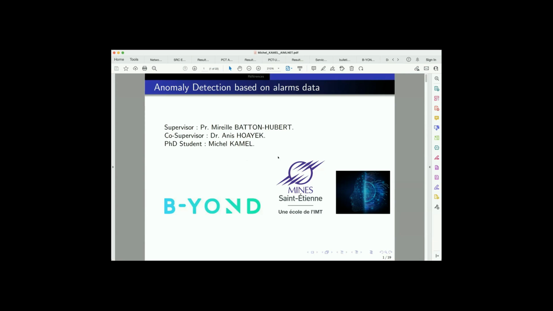I'm Michel Kamel. I'm from France. I'm working in École des Mines de Saint-Étienne and University Clermont Auvergne, Lyon, and also in collaboration with Beyond. Beyond is a US company working on helping telco operators automate their network, monitoring it in a smart way. My active research currently is around anomaly detection in the telco network, and specifically based on alarms data.